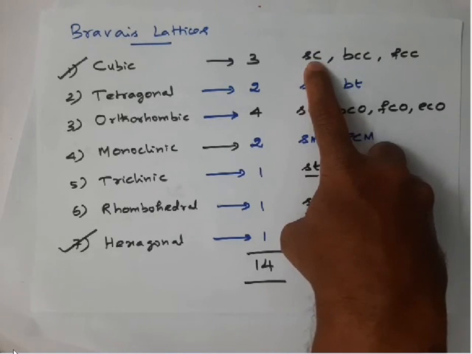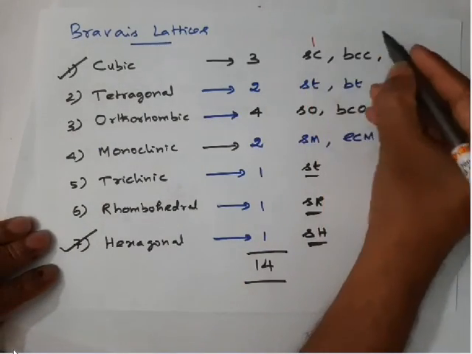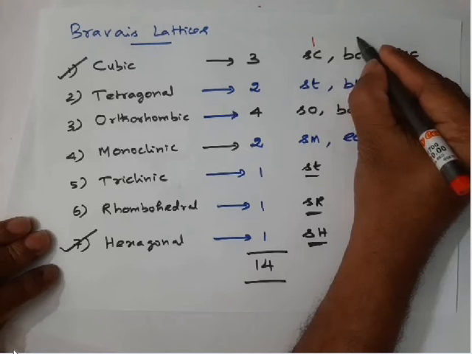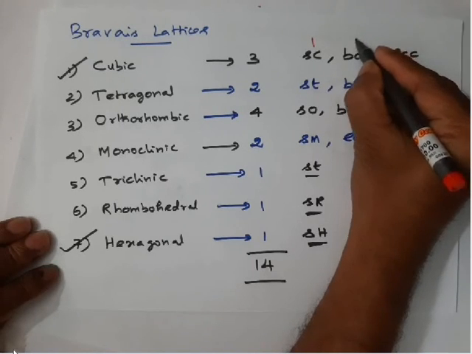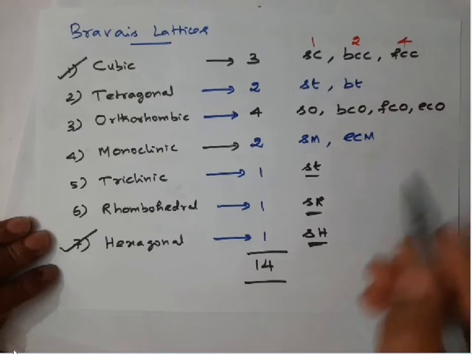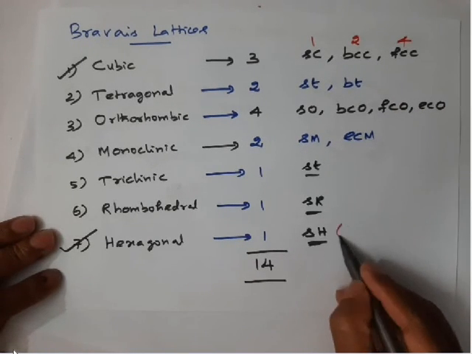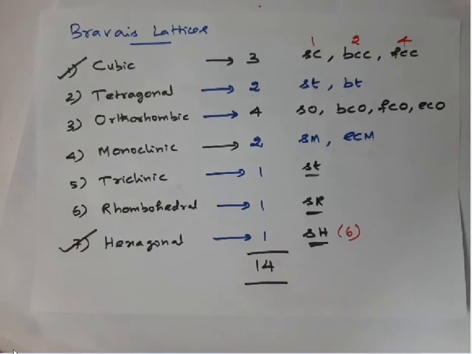Students, what's the rank for simple cubic unit cell? 1. Very good. Rank for simple cubic is 1. BCC? 2. FCC? 4. What about simple hexagonal? 6. Okay, remember all these things. Very important. Okay, take note.